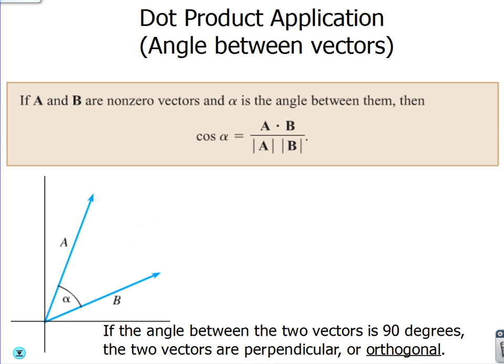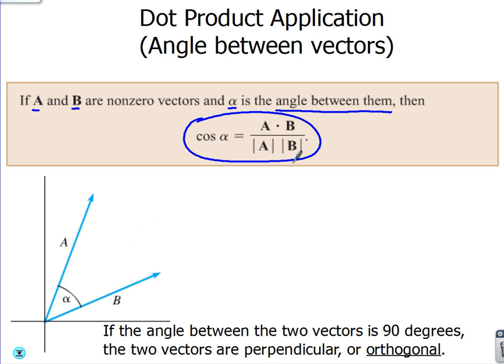Now here's your first application of the dot product: the angle between two vectors. If A and B are two non-zero vectors, and alpha is the angle between them, then the cosine of alpha is equal to A dot B over the magnitude of A times the magnitude of B. That's how to find the angle between two vectors.